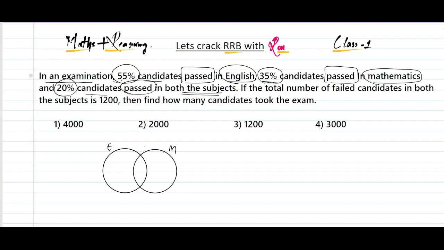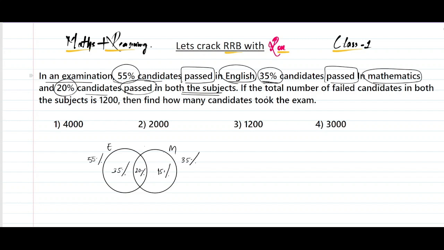Here they have given 55% passed in English, so overall in English, 55% is passed. In mathematics 35% is passed, and in both 20% is passed. Overall 55% passed in English, and 20% are already there. What is the percentage of students who passed only in English? 55 minus 20, 35% is the people who passed only in English. Similarly, what is the percentage of people who passed only in mathematics? 35 minus 20, how much? 15% is the people who passed only in mathematics.